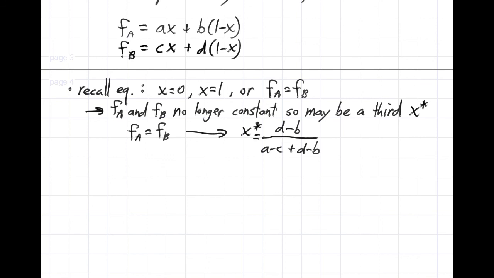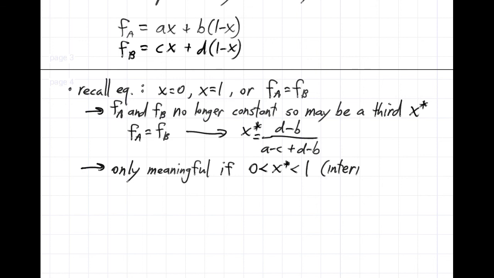So what we found here is that there could be a third equilibrium at X star, but of course it's only really meaningful if it's in the range of 0 to 1, which we define as an interior equilibrium. Interior meaning it's got a frequency that's not zero or smaller than 0, and it's not bigger than 1 or even equal to 1. So it's somewhere between those two limits.